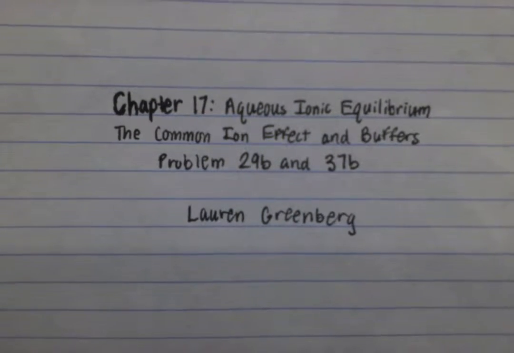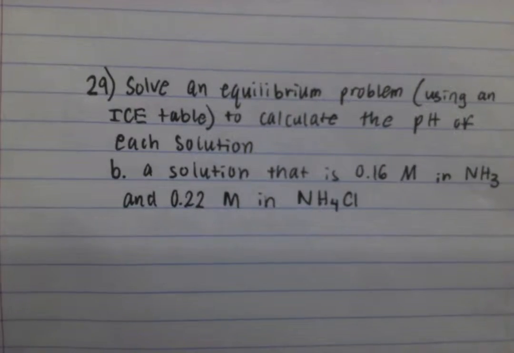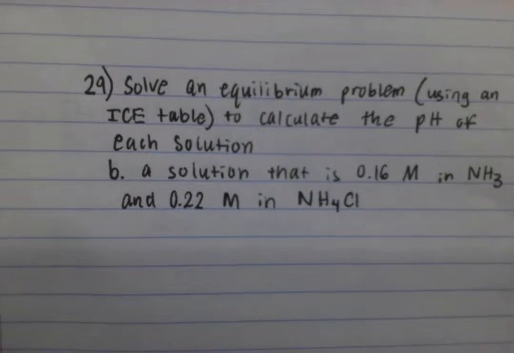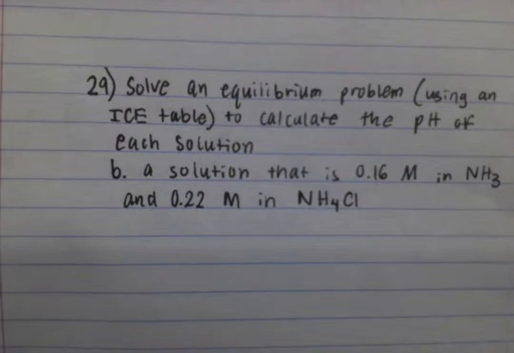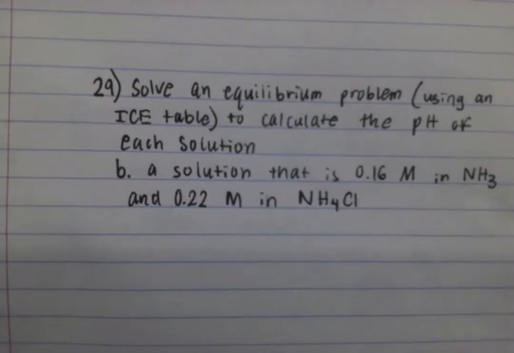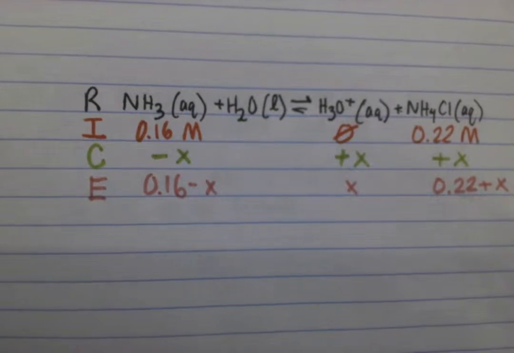Problem 29b says, solve an equilibrium problem using an ICE table, or as we say in class, a RICE table, to calculate the pH of each solution. A solution that is 0.16 molar in NH3 and 0.22 molar in NH4Cl. So, we must make an equation with what we are given.